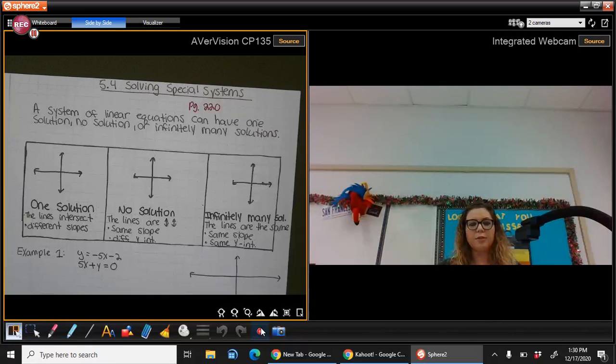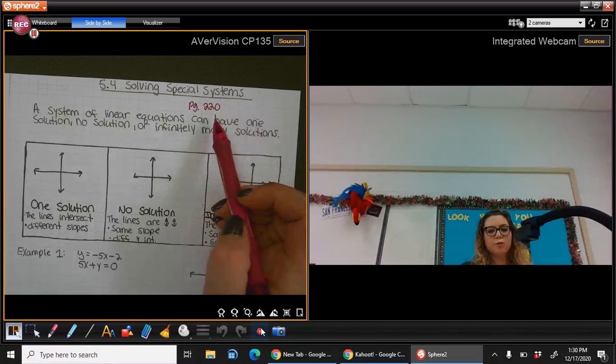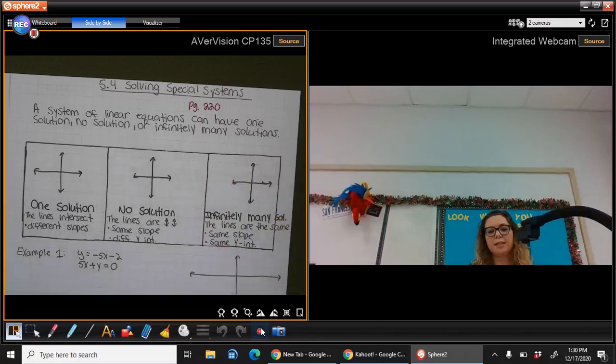So today we're going to learn about solving special systems. This is from your textbook and it's on page 220. A system of linear equations can have one solution, and we have been solving systems that have one solution. You can have no solution, and you can have infinitely many solutions. So what does that look like on the graph?